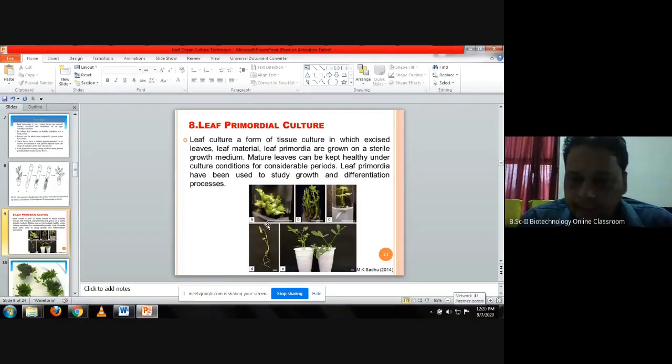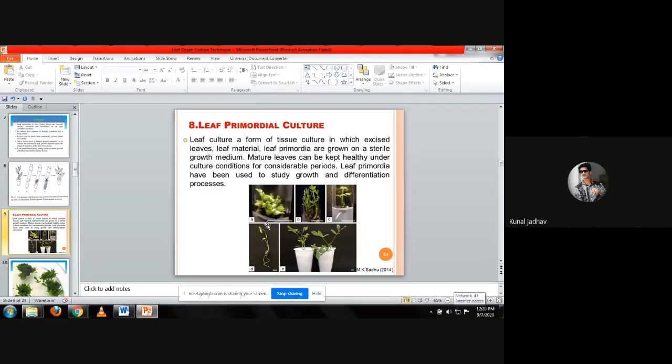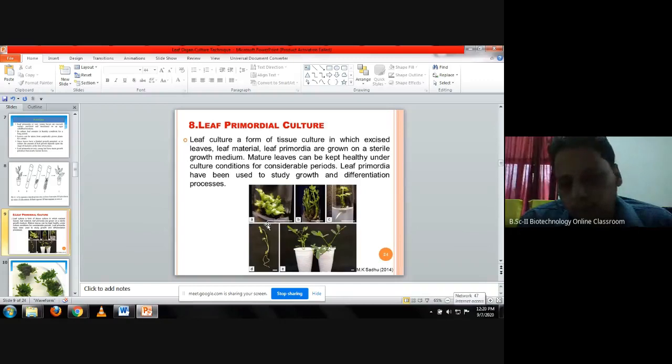Did everyone see it in figure A? Yes, sir. Then what happened in B? Whatever leaf primordial shoots they have there, they have been separated and put separately in the culture. Then what happens? The shoot grows. In figure C, what happens?